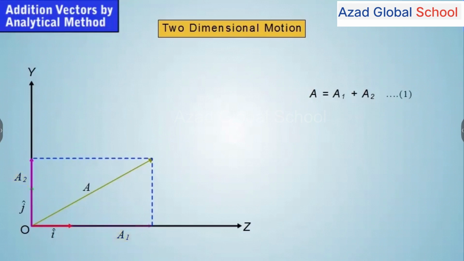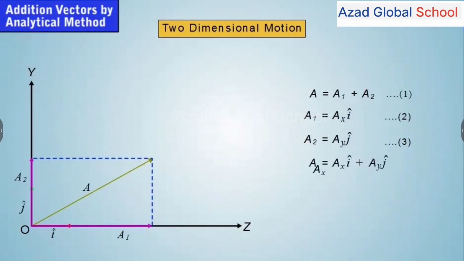As A1 is parallel to i, you can write A1 is equal to Ax i. Let this be equation 2. Similarly, A2 is equal to Ay j. Let this be equation 3. Substituting 2 and 3 in 1, you get A is equal to Ax i plus Ay j. Ax and Ay are the magnitudes of the components of A in the x and y direction.